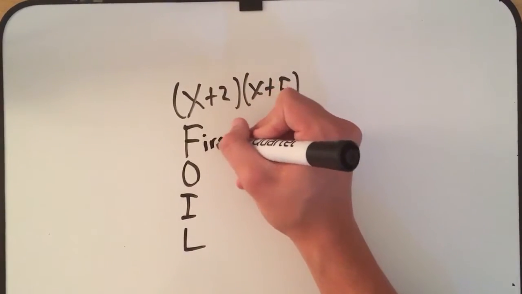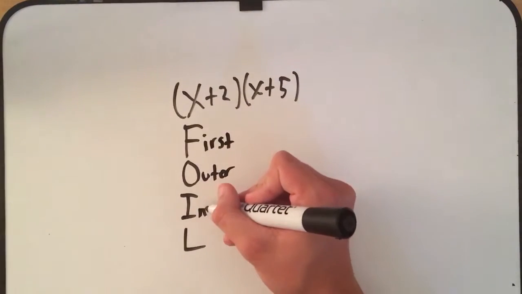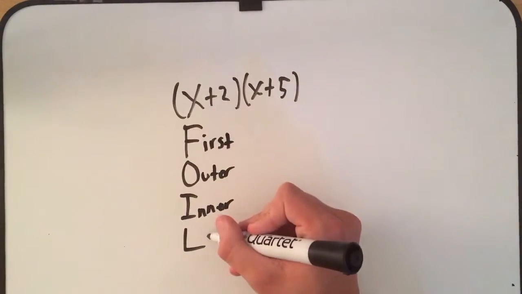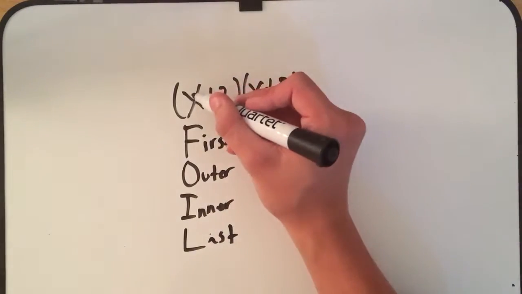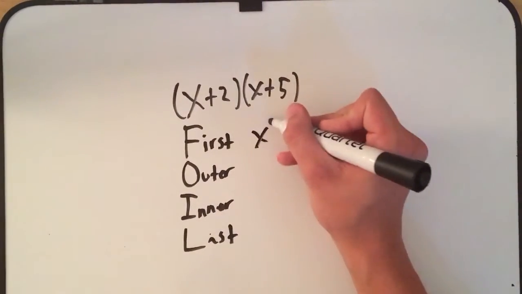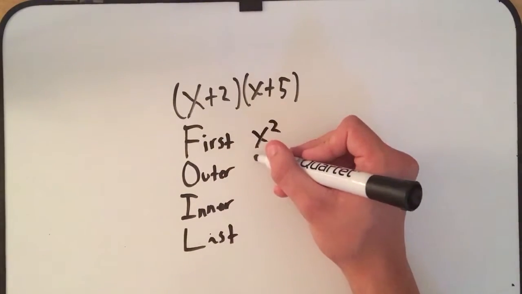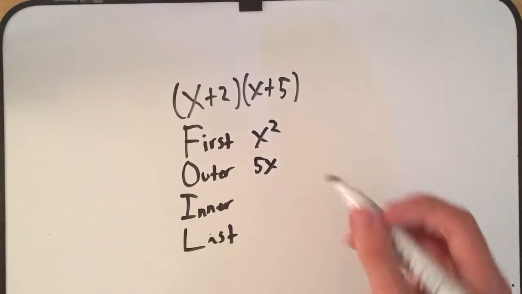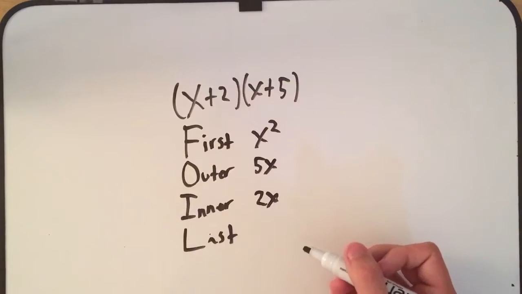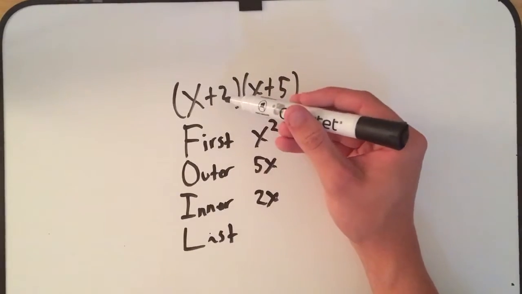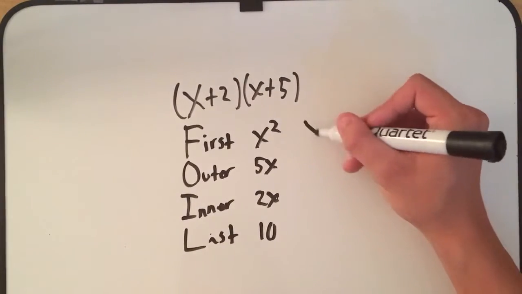So that's first, outer, inner, and last. So what you do is you take your first, so that's the x, and times them, x squared. Then you take your outer, that's the x and the 5, and also times them. That's 5x. Then you take your inner, that's the 2 and the x, will give you 2x. And then you will multiply the last numbers, which will be the 2 and the 5, which will give you 10. And now what you do is you add them together.